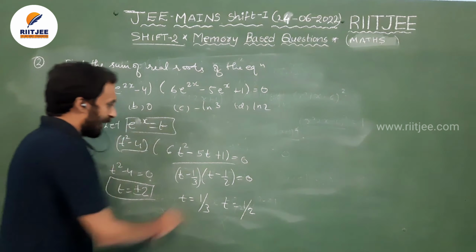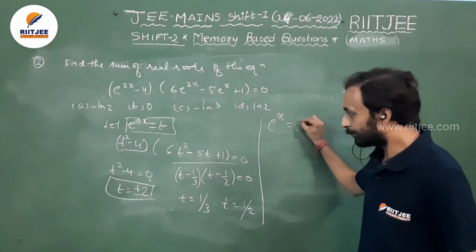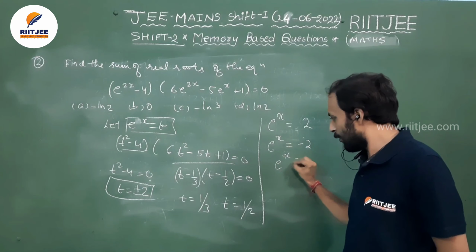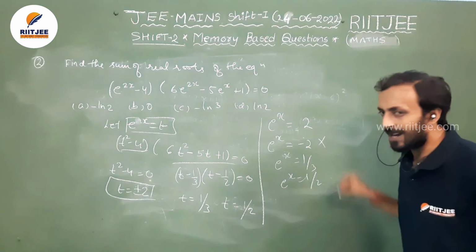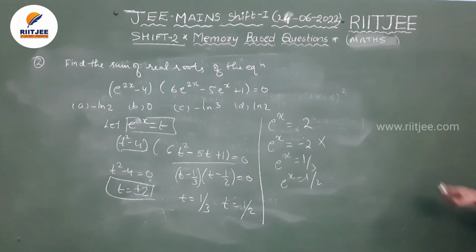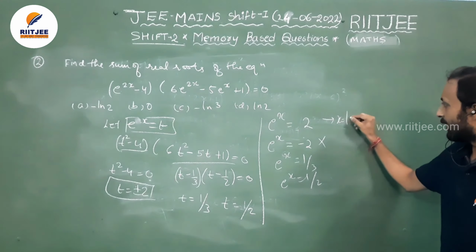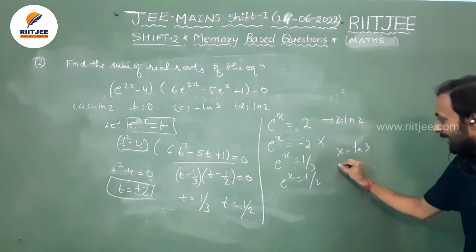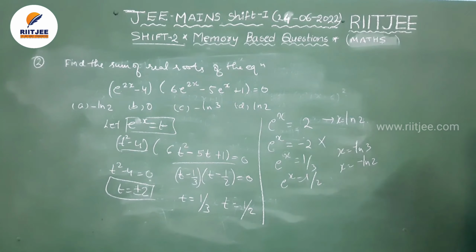We have left t as e to the power x, right? So e to the power x is equal to t. So e to the power x is equal to 2, e to the power x is equal to minus 2, then e to the power x is equal to 1 by 3 and e to the power x is equal to 1 by 2. Now see, e to the power x equal to minus 2 cannot be a solution of this equation, right? And here I will get x is equal to natural log of 2, then x is equal to minus natural log of 3, and then x is equal to minus natural log of 2, because it is 1 upon 2, 1 upon 3, that's all, right?